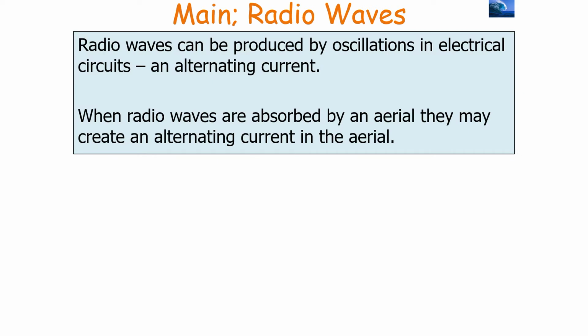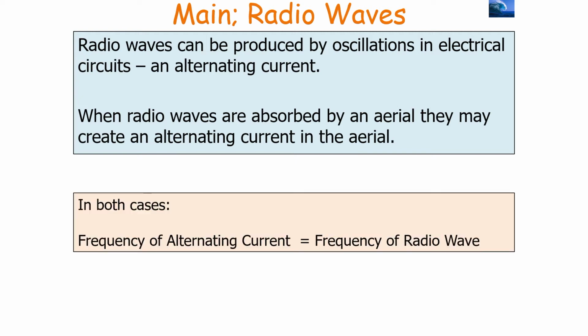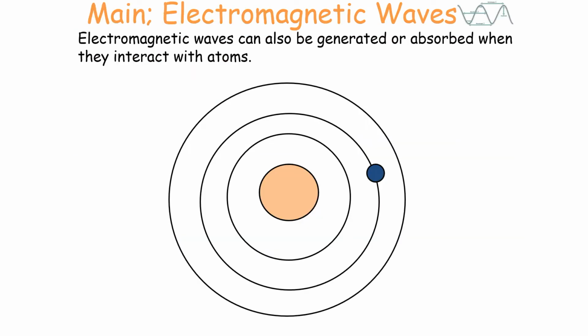So radio waves can be produced by oscillations in electrical circuits, an alternating current. When radio waves are absorbed by an aerial, they may create an alternating current in the aerial. Now in both cases, the frequency of the alternating current equals the frequency of the radio wave. Now electromagnetic waves can also be generated or absorbed when they interact with atoms.